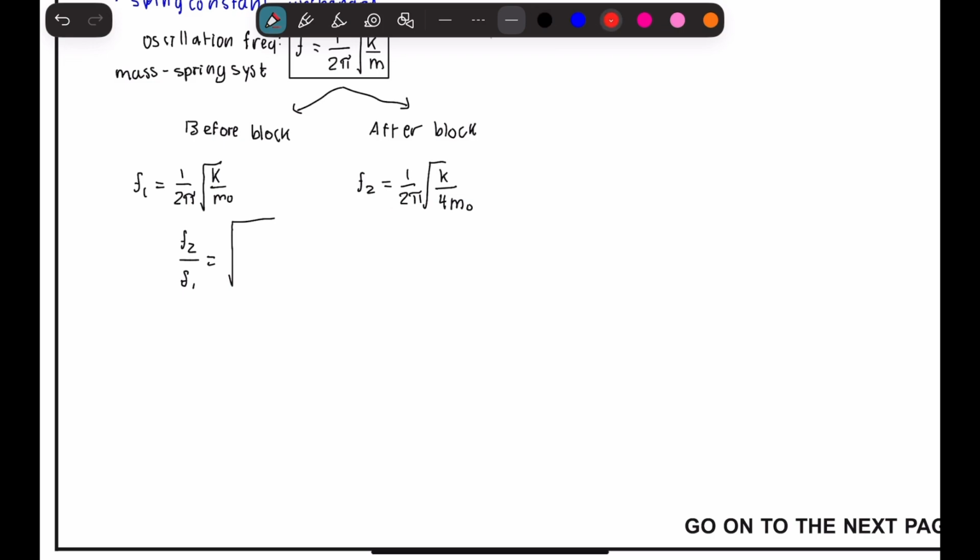That is equal to the root of, we can combine the roots because they're both there, and the 1 over 2 pi cancels out. So then it's going to be K over 4M initial divided by K over M initial. That's going to equal 1 over 4 because everything else cancels out. And because it's a fraction, you have to flip it, so you flip the whole thing to get it to the top. So then this is equal to 1/2.